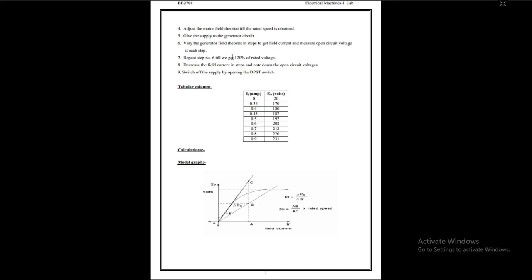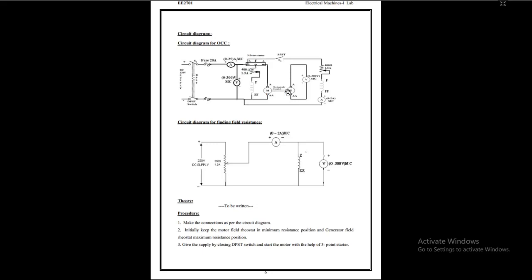The increment of the field is up to 120% of the rated voltage. We will increase up to 120% of the rated voltage, but it depends on our lab requirement. Depending on the lab requirement, we use some conditions. Understand? This is about the OCC characteristics, the magnetization characteristics of the DC shunt generator.